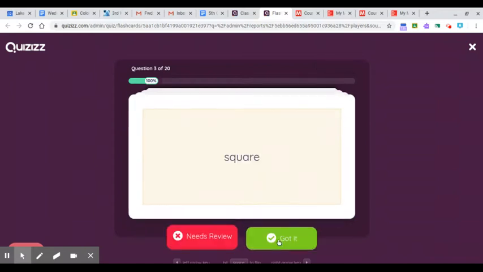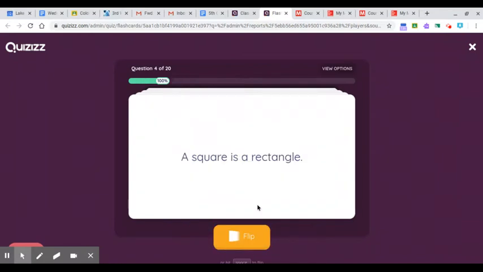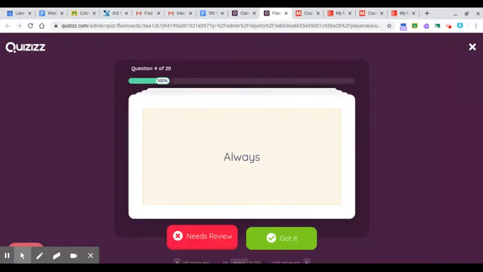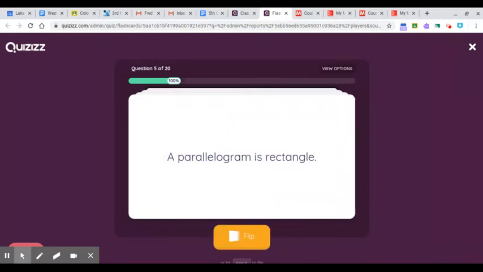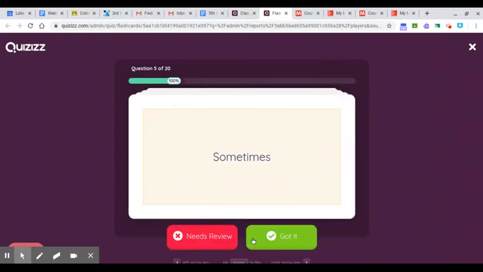So really, these questions just take some time because you have to look through them and really think about what you're talking about here. So a square is a rectangle. You guys should know that one. Should be true. Some of these we're going to skip because you know the answers. Just got to think. Okay, now is a parallelogram always a rectangle? Because it says a parallelogram is a rectangle. Well, I've seen a lot of parallelograms that are not rectangles. Okay, so that would be sometimes.